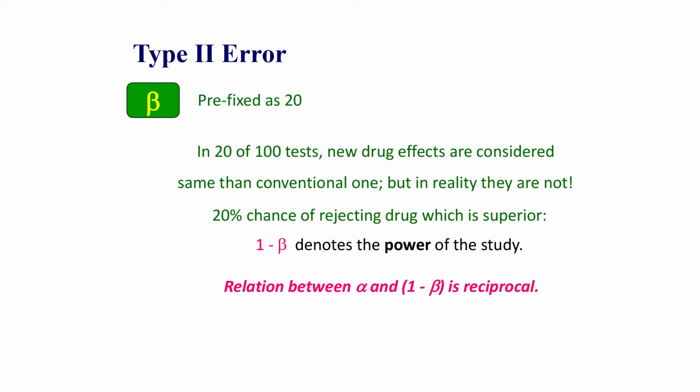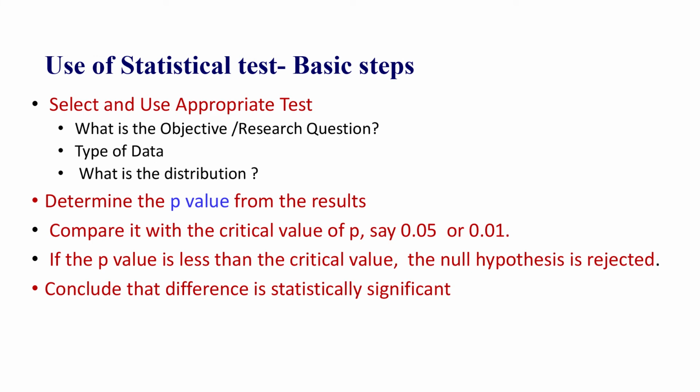So when you apply statistical tests, which are the basic steps? First you have to select and use the appropriate test, and that will depend on what the objective is. Remember the first slides which we have seen in this presentation: what is the objective? It can be comparison, it can be association, it can be prediction. So different kinds of objectives will be there. Based on that your test will differ.